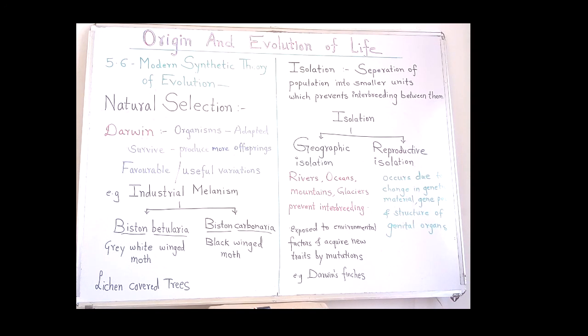The next one is isolation. How will we define isolation, or what is isolation? Isolation is the separation of a population into smaller units which prevents interbreeding between them. This is called isolation. There are two types of isolation. One is geographical isolation and the other is called reproductive isolation.